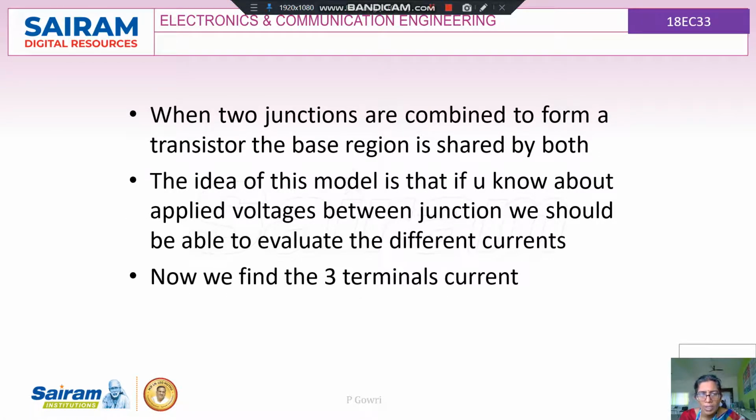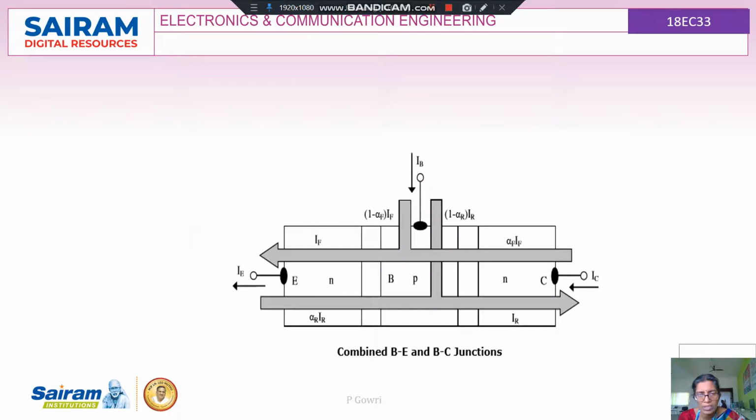So when these two junctions are combined to form a transistor, the base region is shared. Now we will have three different currents, and we can evaluate all three using basic relationships. We assume that both diodes, the emitter-base junction which we saw in the previous slide and the collector-base junction, are brought together. So now the forward current can be represented in terms of the reverse current IR, and similarly the reverse current, that is the output current IC, can be represented in terms of the forward current IE.